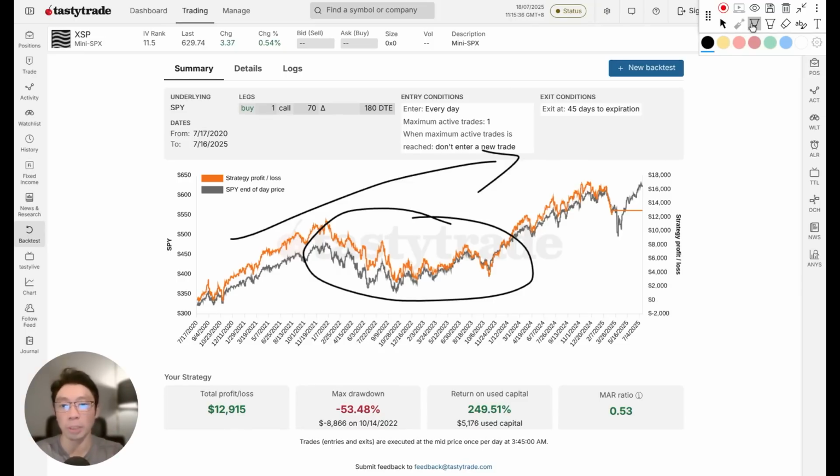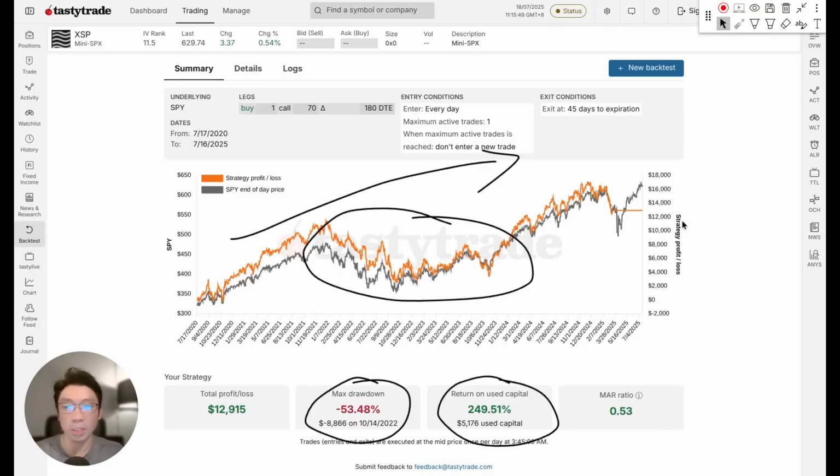So my strategy for LEAPS generally is going to be a long-term kind of position. So we can take a look at the returns over here. It's 249%, and the drawdown is going to be about 53%. So the drawdown is going to be pretty high as well. And again, like I mentioned, it's because we magnify the underlying results.